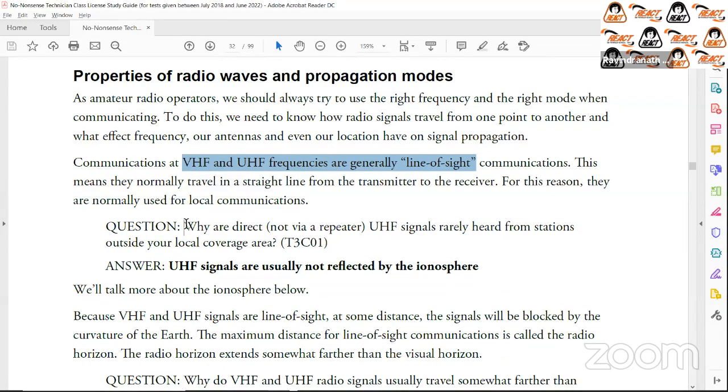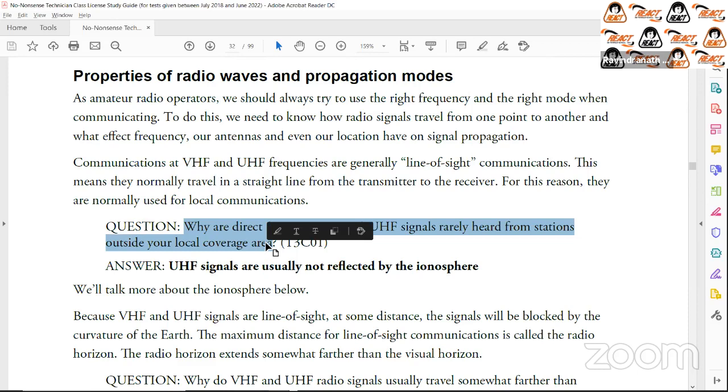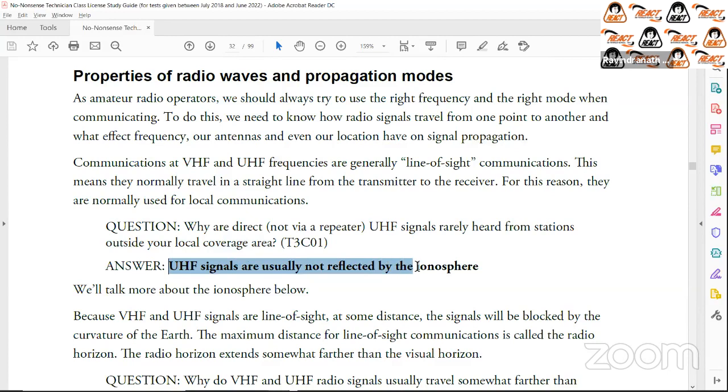So let's go straight to the question in the question pool. Why are direct UHF signals rarely heard from stations outside of your local coverage area? Right? So remember we dealt with a diagram a little earlier where we showed you that VHF and UHF signals go straight through the ionosphere. It doesn't bounce, so it doesn't travel very far. Well, that's where that concept comes in.